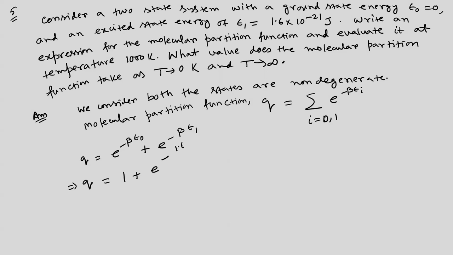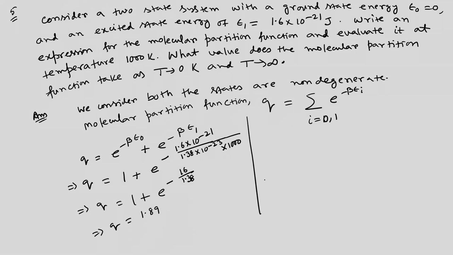Now we substitute here: epsilon 1 is 1.6 times 10 to the minus 21, and beta is 1 by kBT. The value of kB is 1.38 times 10 to the minus 23 and temperature is 1000 Kelvin. So we get Q is 1 plus e to the minus 16 by 1.38. If you simplify this, the numerical value of Q is 1.89.